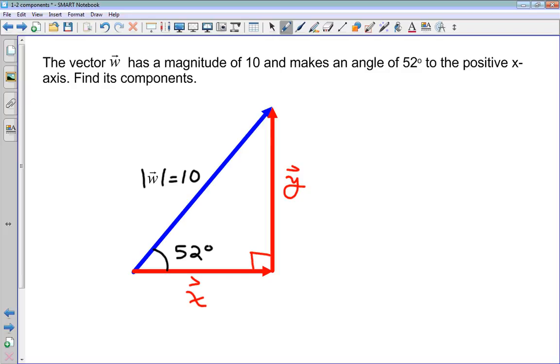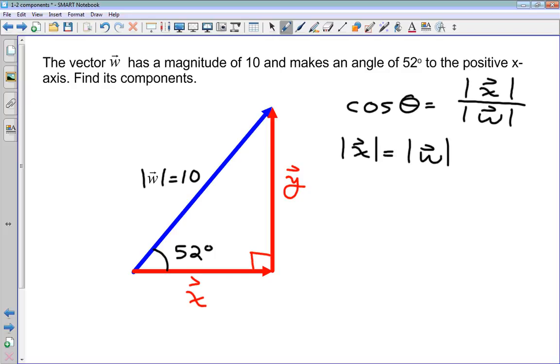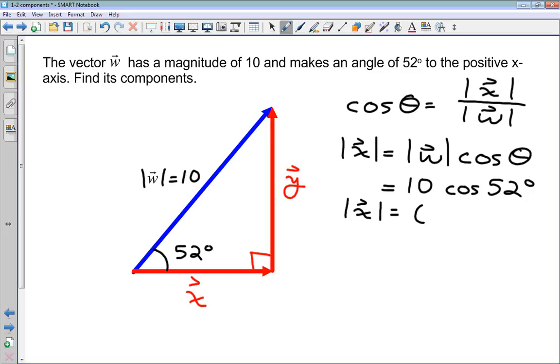So now we can figure out how big our components are. If we look at that angle, 52 degrees, if we just think of that in terms of theta, cos theta would be adjacent over hypotenuse. So our adjacent here is x. The length of the adjacent side is the magnitude of x. The length of the hypotenuse is the magnitude of w. So the magnitude of our x component, just rearranging this, is the magnitude of the vector w times cos theta, or in this case 10 times cos 52 degrees, or working this out, 6.16.